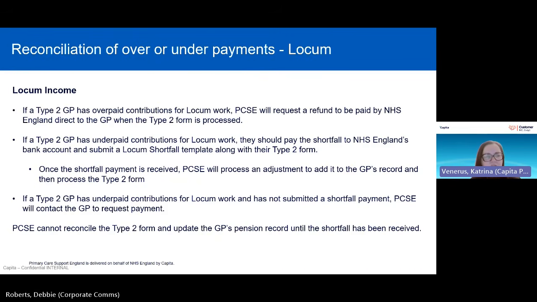So from a locum point of view, it's you yourself who's made these contributions. Again, if it turns out you should have paid at a higher tier rate, then we talked about the shortfall payment that you would need to make, and PCSE will process an adjustment so that your record's then updated and the type 2 form can be processed. Or if the GP has overpaid, then it will be refunded direct to you.